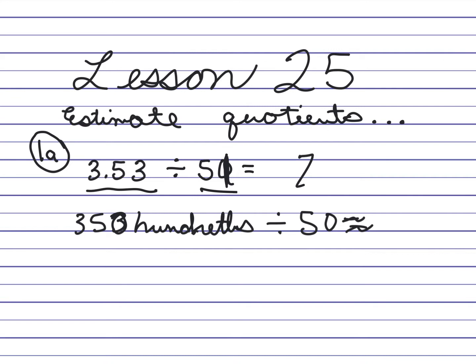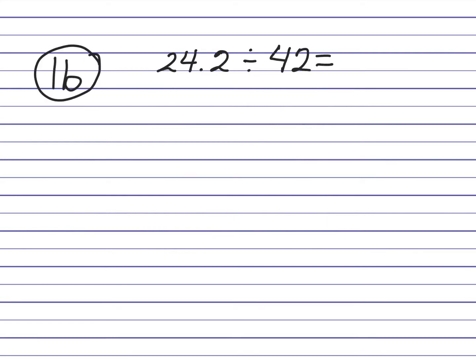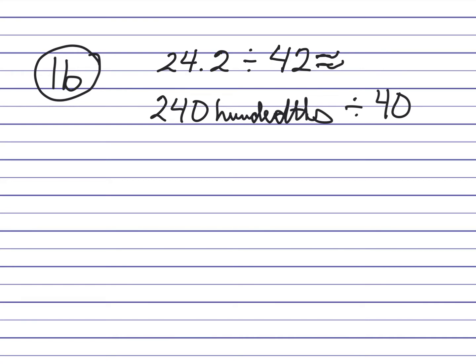So let's go ahead and do the next one. Okay, so I'm thinking about how we can round these. And so I'm thinking, 24.2, we can just put that in unit form and round it to 240 hundredths, divided by, we'll round 42 to 40. Okay, so our estimate would be, let's do our estimate lines there. Our estimate would be 60. Okay, remember, we're just estimating.